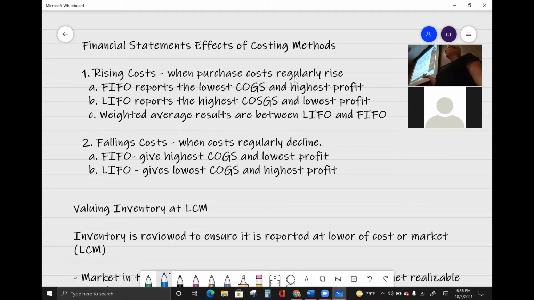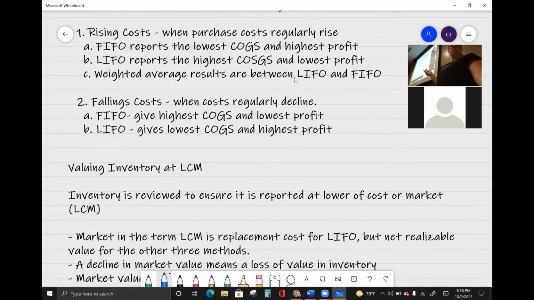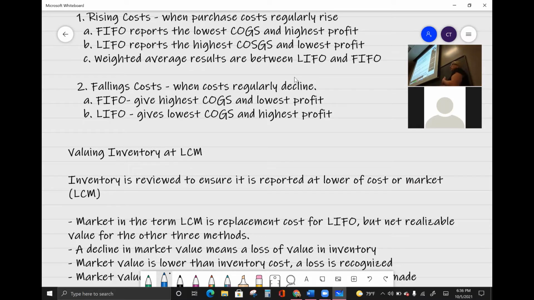Falling cost is the opposite. So if what I'm purchasing over time is decreasing in price, when I decide to use first in, first out, now it's not lower, right? Because it's going down, so that's going to be the higher. And so now I have a higher cost of goods and a lower profit. Last in, first out, it's the same thing. The last ones coming in are lower in price. So if they're lower in price, that means my cost is lower. That's going to the income statement. So if I have a lower cost of goods sold, that means I have a higher profit.